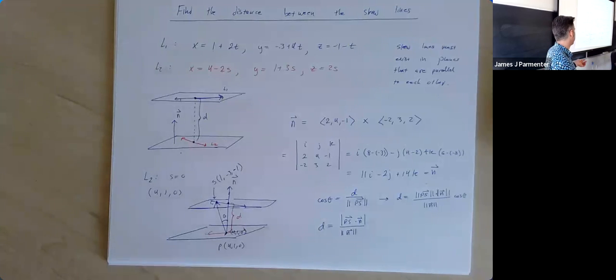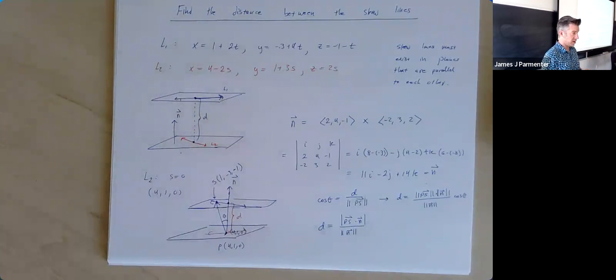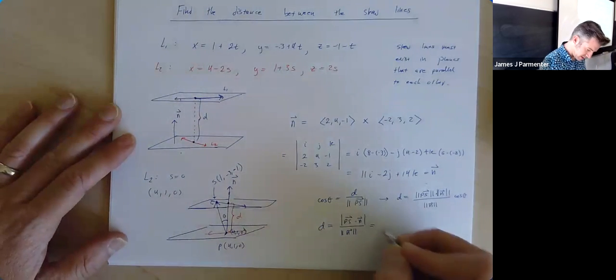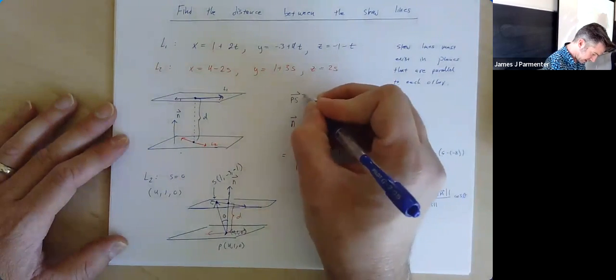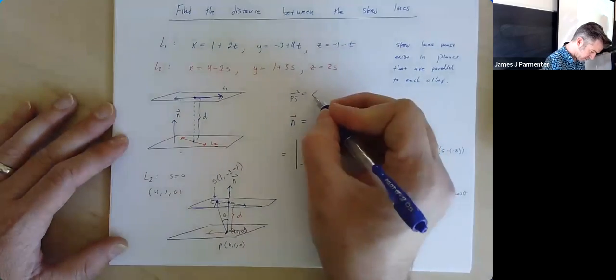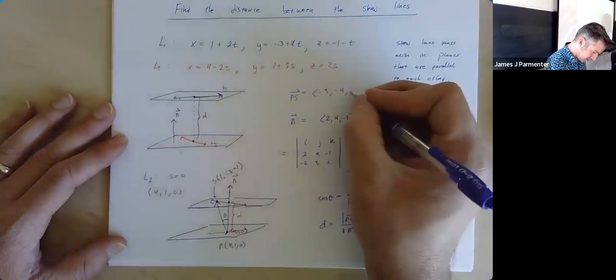So it's very much like you're finding the distance between a point and a plane. It's just that before you could do that, you had to find the normal vector. And finding the normal vector here was a little bit more work because we didn't actually have the equation of the plane. We just had the line that was in the plane. And so now, fun times, I need to write down what PS is. PS is, let's see, 1 minus 4, -3 minus 1, -1 minus 0.